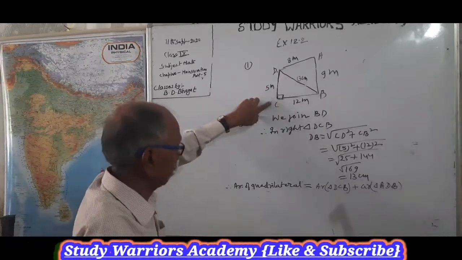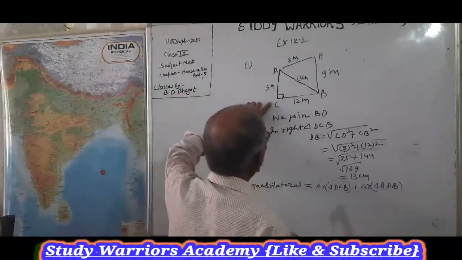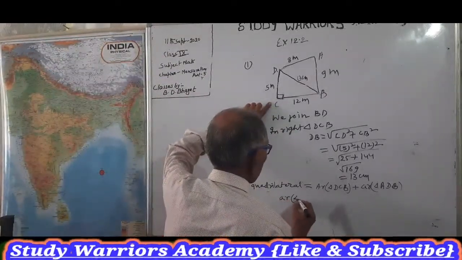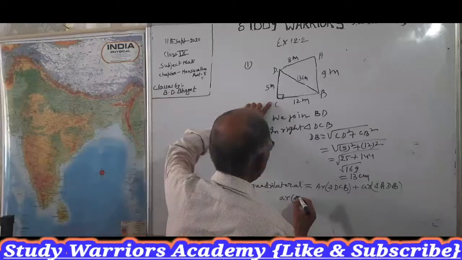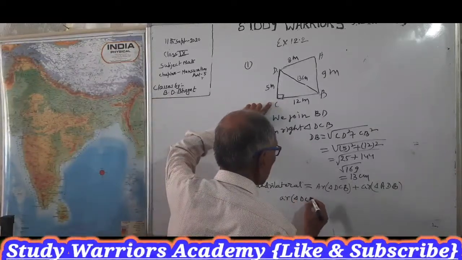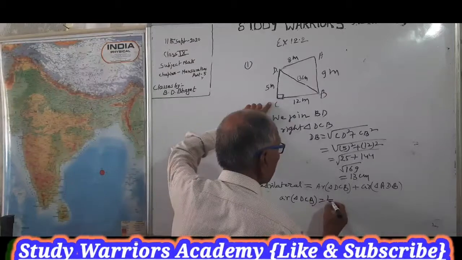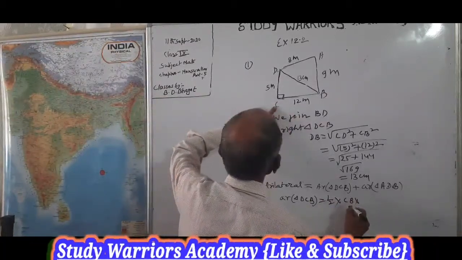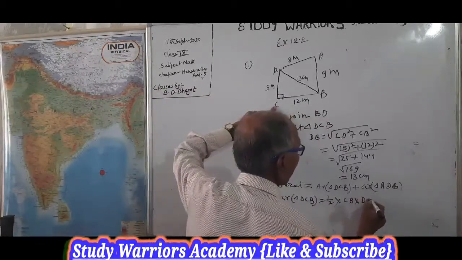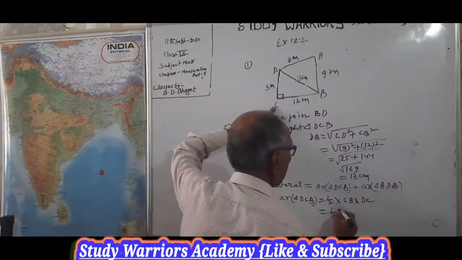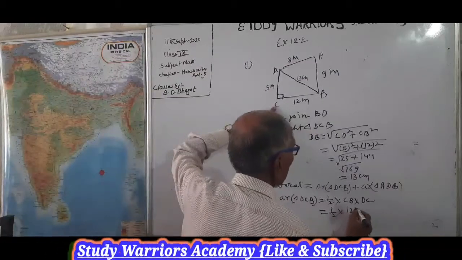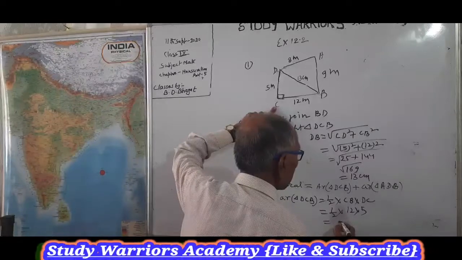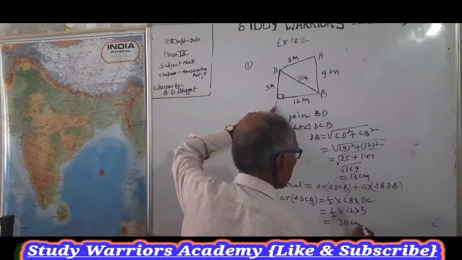So area of triangle is equal to half. For right triangle DCB, half into base CB into height DC, half into CB 12 into 5, 30 meter square.